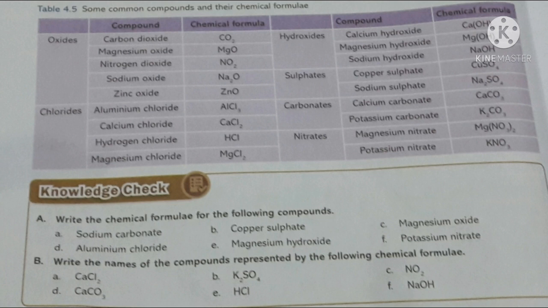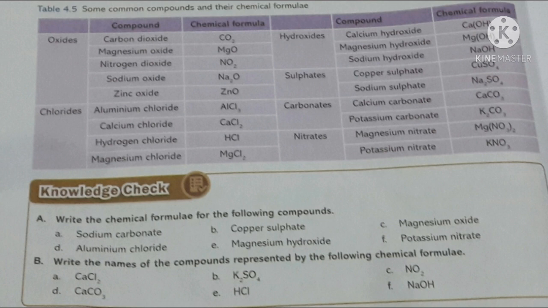Now the B part of the knowledge check. Write the name of the compound represented by the following chemical formulae. Children, the first radical is named first. CaCl2 is calcium chloride. K2SO4 is potassium sulfate. NO2 is nitrogen dioxide. CaCO3 is calcium carbonate. HCl is hydrogen chloride.